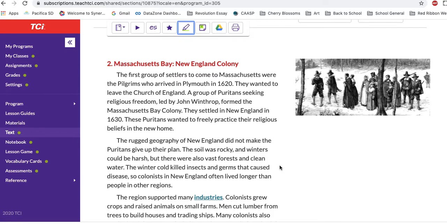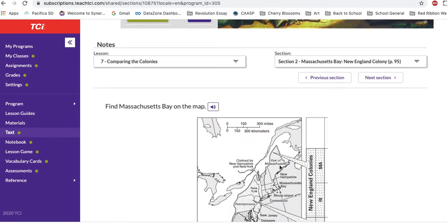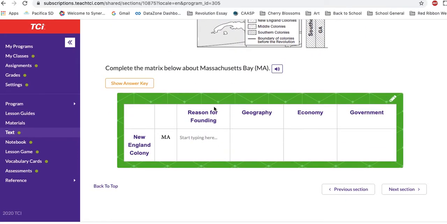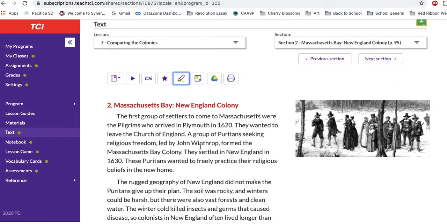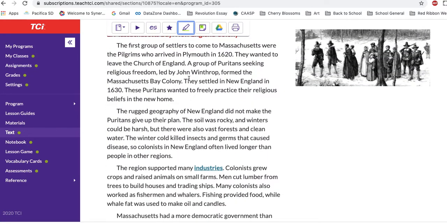Okay, so I do remember from the matrix that it said, what is the reason for founding this colony? So I'm going to go back up here, and I already have my highlighter on, and it does say here that these Puritans wanted to freely practice their religious beliefs in the new home. So I'm going to highlight that. And I'll choose a color. There we go.